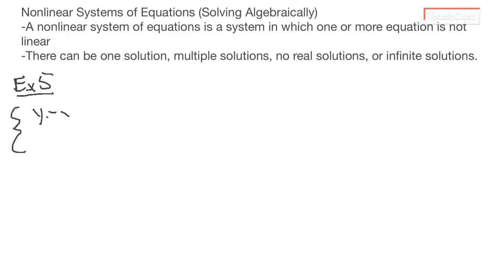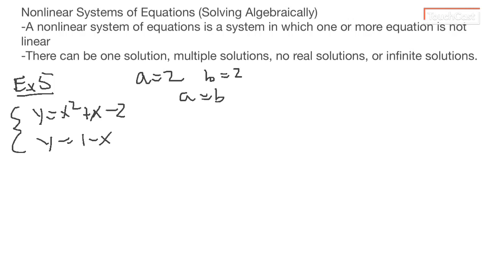y equals x squared plus x minus 2, and y equals 1 minus x. Now, if we have a equals 2 and b equals 2, it's safe to say that a equals b. We're going to use that idea to solve this system.